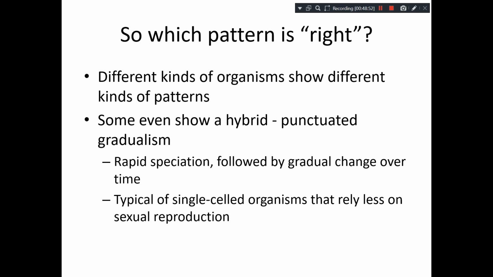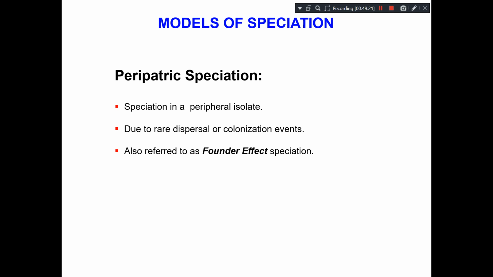So now the question is, which pattern is right? Both are right, because different kinds of organisms show different kinds of patterns. Even now you can see there are some which show a hybrid, both punctuated as well as gradualism. That is, there will be rapid speciation followed by a gradual change over time.